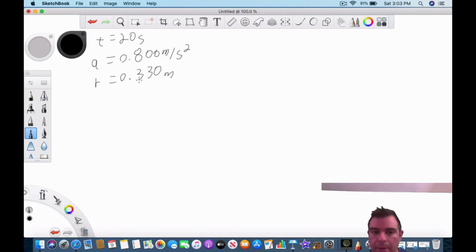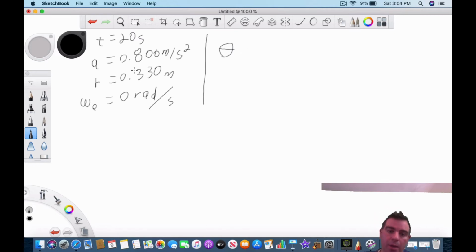And another very, very important thing you may have missed, it says that it starts from rest. So what does that mean? That means that the initial angular velocity is equal to 0 rad per second. There isn't any because it's starting from rest. And they're asking us to identify theta, which is the angular displacement. So we're going to start, of course, with the unit conversion, this one over here. Nobody should like this one.